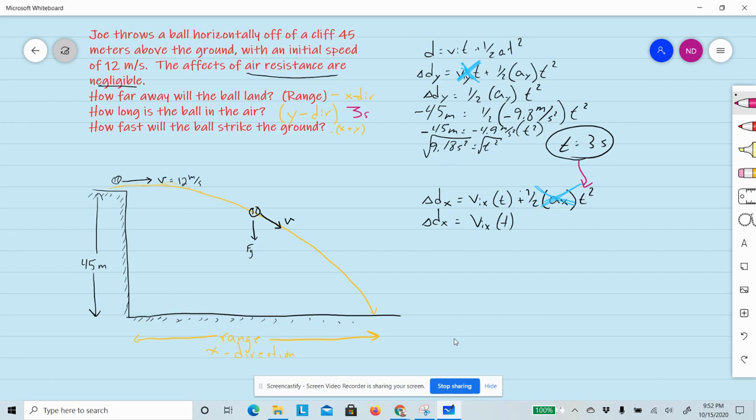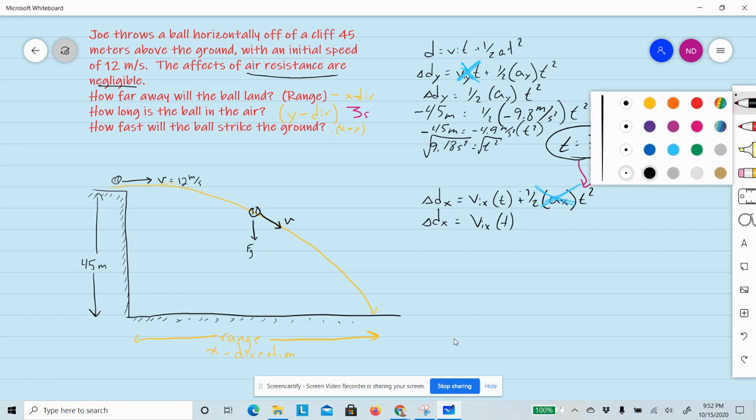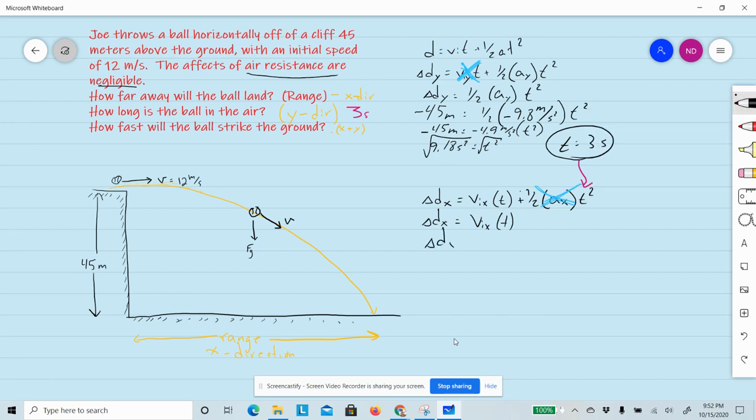All right. Pretty easy. Change in position of the x. Its initial velocity was 12 meters per second. It's going to be in the air for 3 seconds. 36 meters. The range, this spot there, will be 36 meters from the base of the cliff.